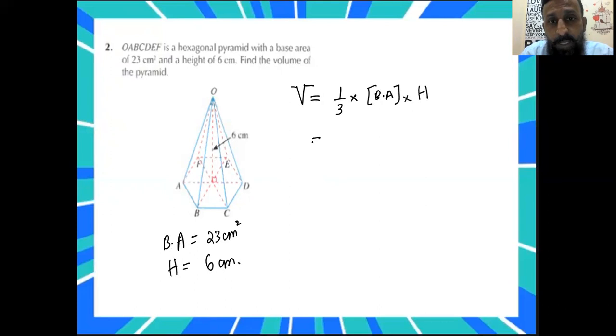The base area value is already given to us as 23. We're going to plug in this value as 23 multiplied by the height 6. So dear students, we can simplify it. 3 ones are 3, 3 twos are 6. We'll multiply 2 by 23. So we'll get the answer: 2 threes are 6, 2 twos are 4, 46 cm cube is the required volume.